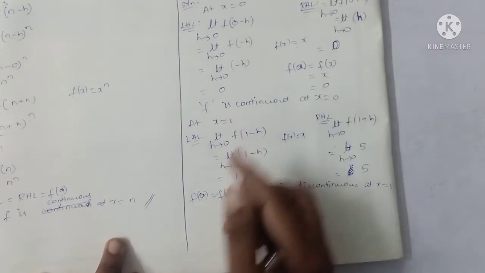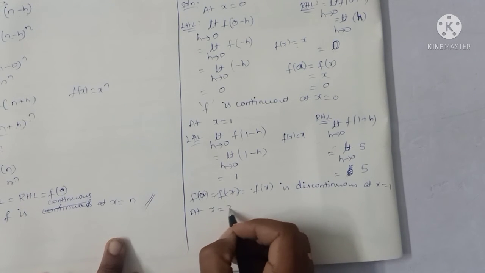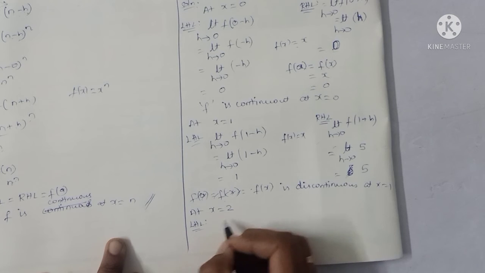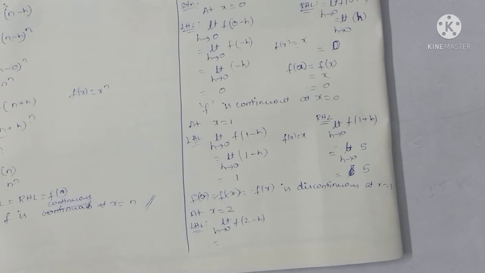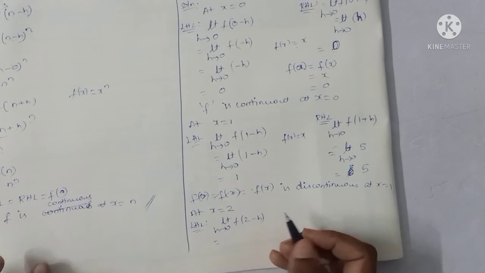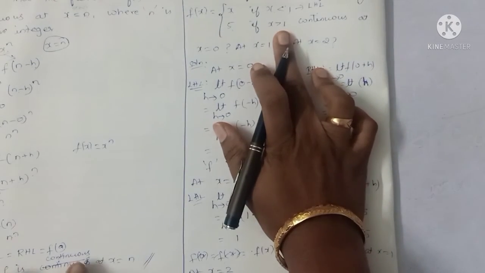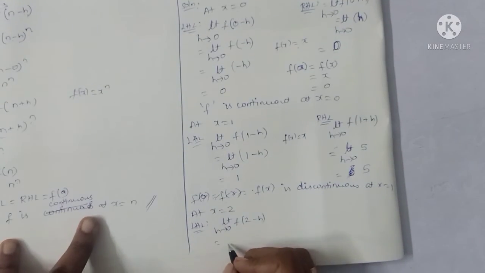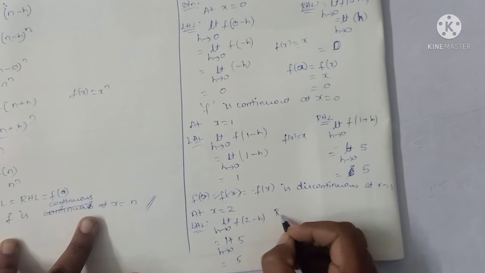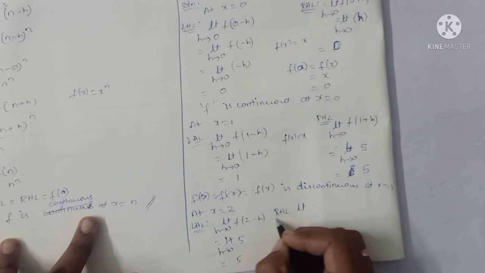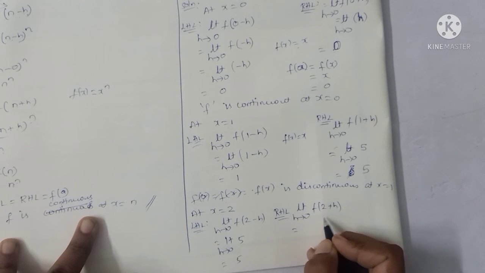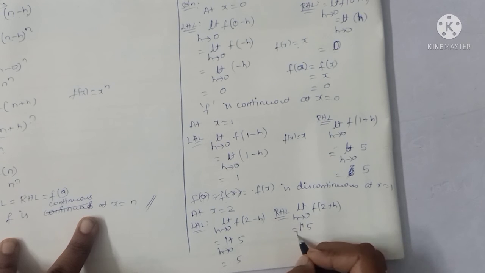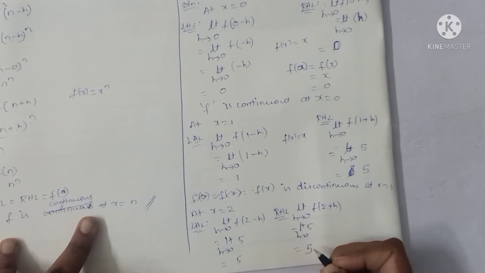Now for x is equal to 2, left hand limit h tends to 0 f of 2 minus h. So f of 2 minus h in the sense that what will be the x value? 2 minus h. So definitely for x greater than 1 we are having f of x to be 5. So limit h tends to 0 of 5. So the value will be 5. Next right hand limit h tends to 0 f of 2 plus h. So this is equal to 2 plus h. Definitely f of x will be 5. Limit h tends to 0 of 5. So this is nothing but 5 itself.